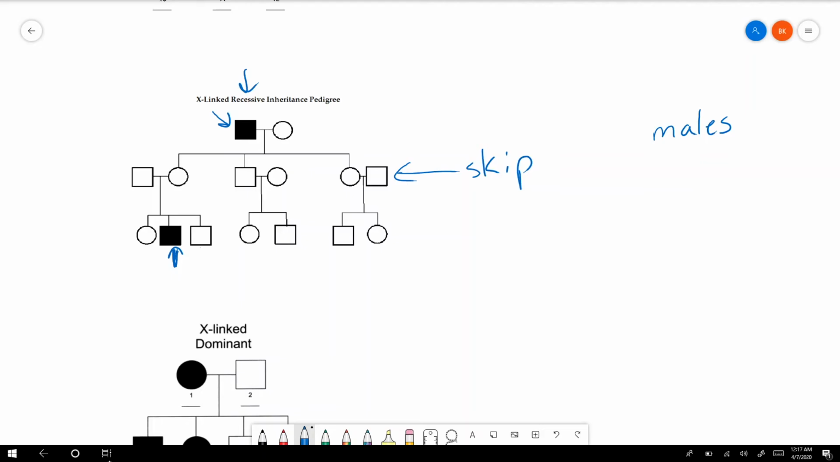If you see a number of individuals and it's 50-50 males and females, that's a big hint that it's autosomal. So X-linked recessive, you would see mostly in males.